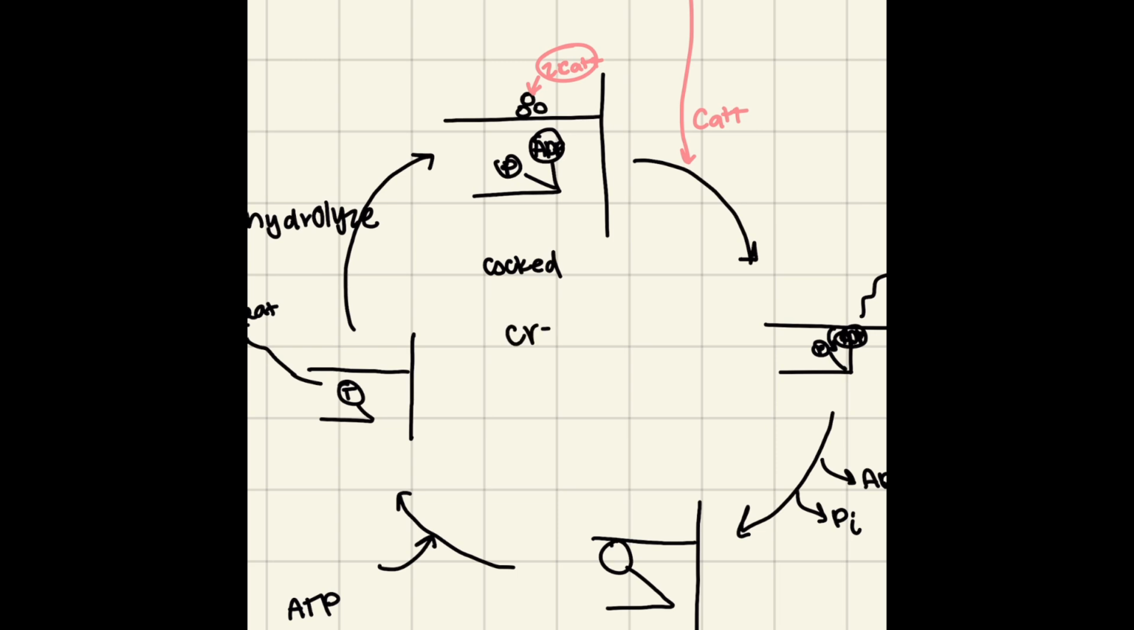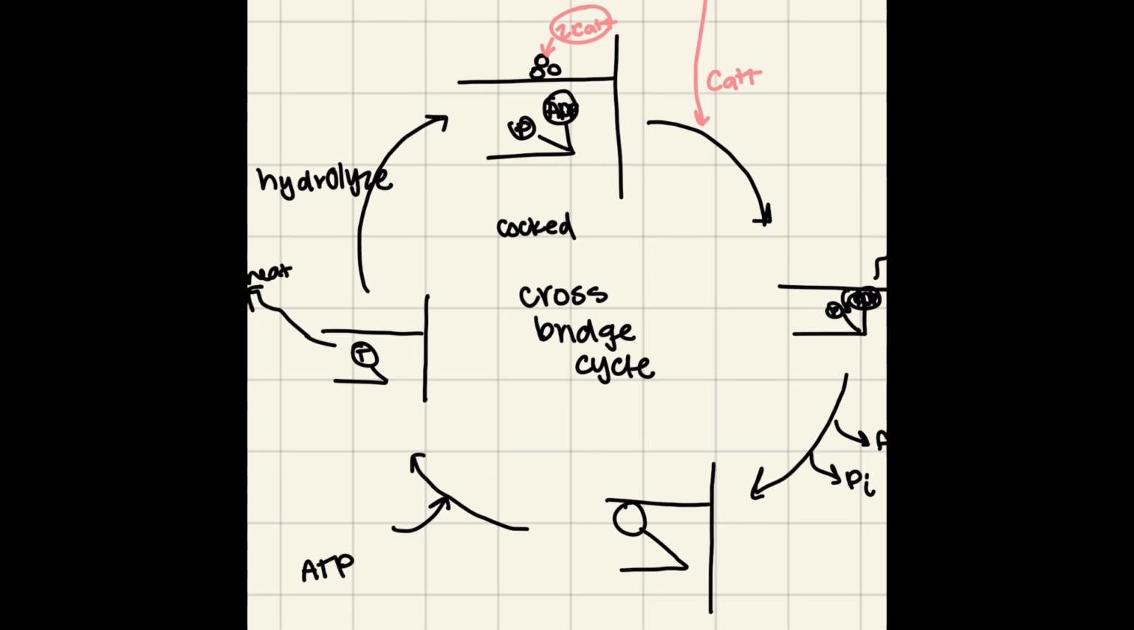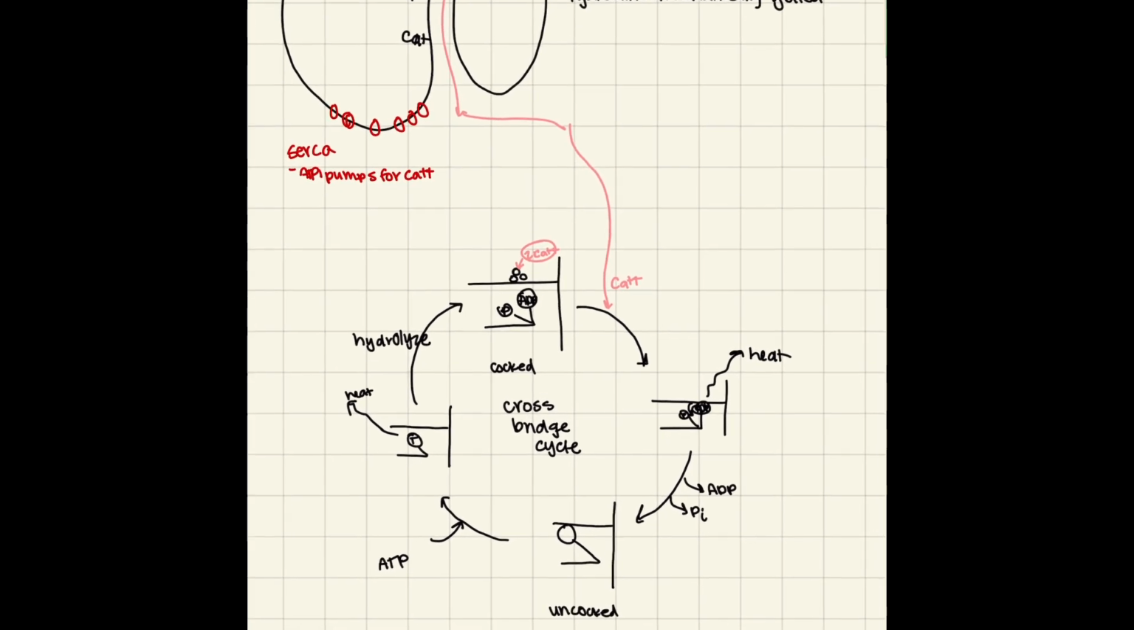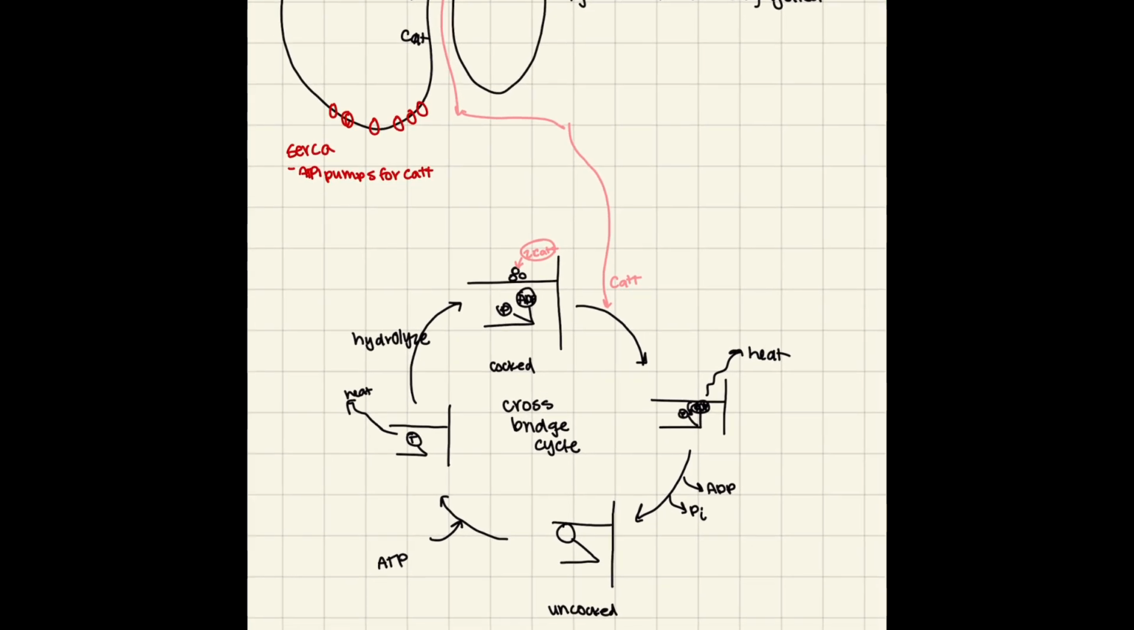So we call this the cross-bridge cycle. And this is the cycle that myosin goes through as a muscle is contracting. So each sarcomere has a lot of myosin that are each going through their own cross-bridge cycle. They're each at different points in their cross-bridge cycle.